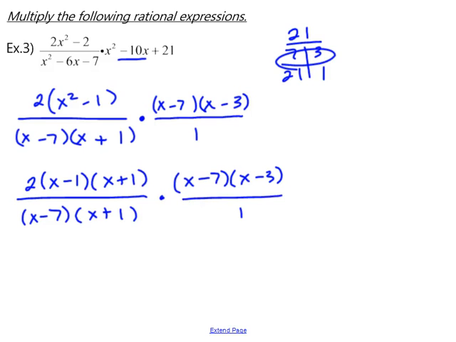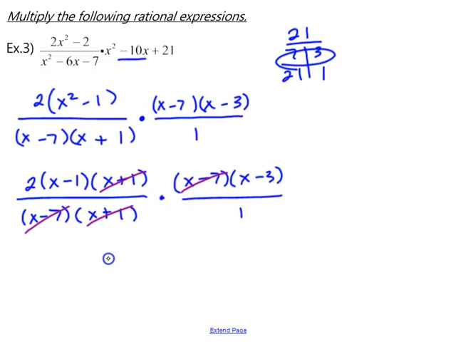And then now we can go ahead and cancel. And again, remember, it doesn't matter which expression it's in, as long as you cancel out one thing from the top that matches something on the bottom. So here we have x minus 7 and x minus 7, x plus 1 and x plus 1, and there's nothing else we can cancel out.